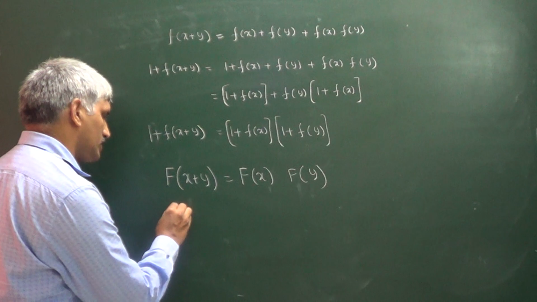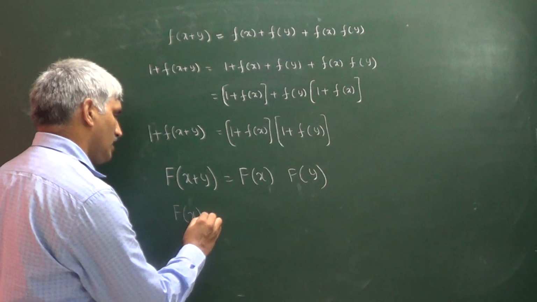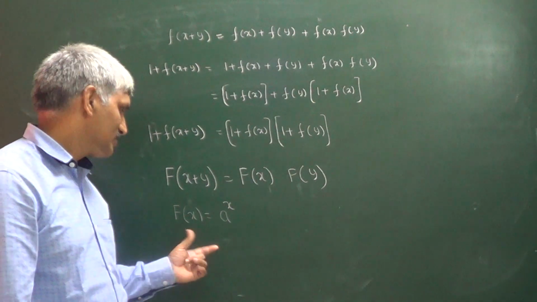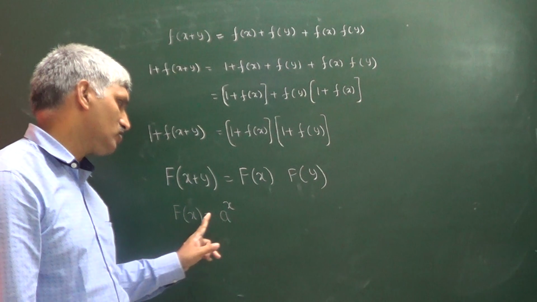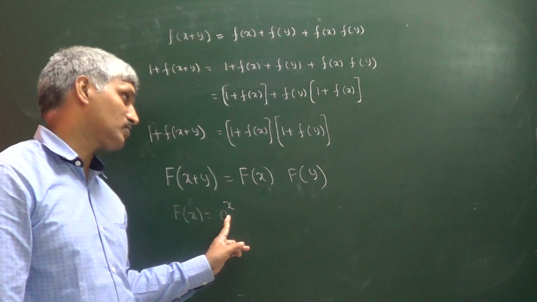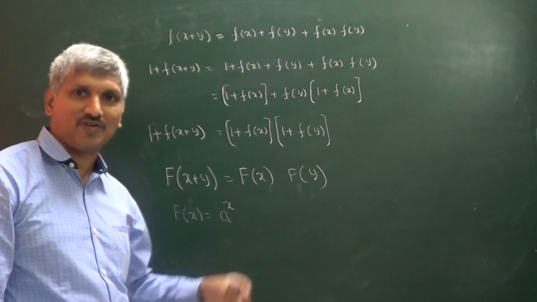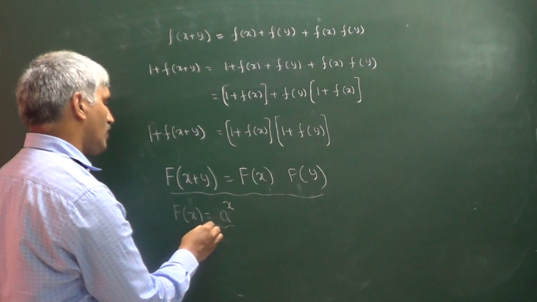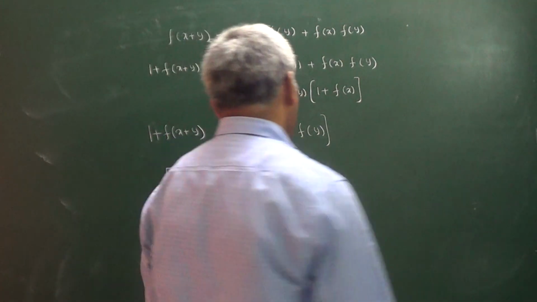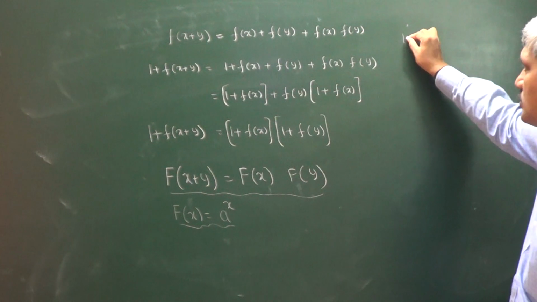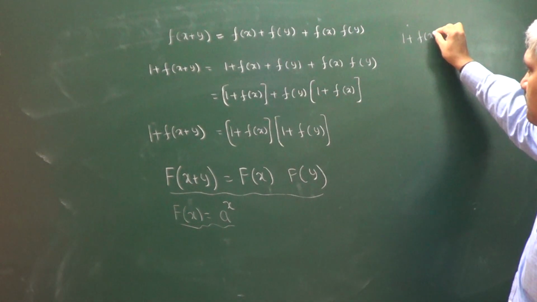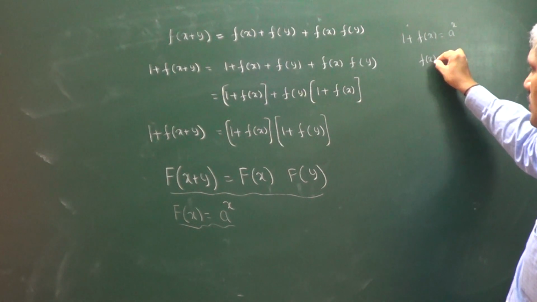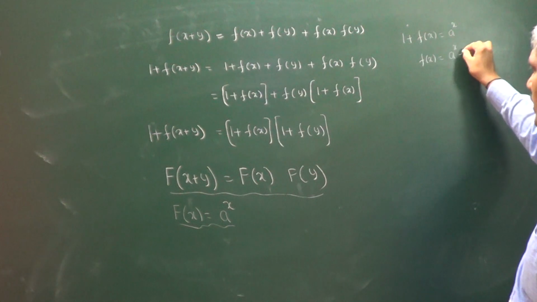Yes, this functional equation is satisfied only when f of x is equal to a to the power of x. Yes or no? So f of x plus y is equal to a power x plus y, which can be written as a power x into a power y. So whenever this functional equation is given, we can take the function as a to the power of x. We got 1 plus f of x is equal to a to the power of x. Therefore, f of x is equal to a to the power of x minus 1.